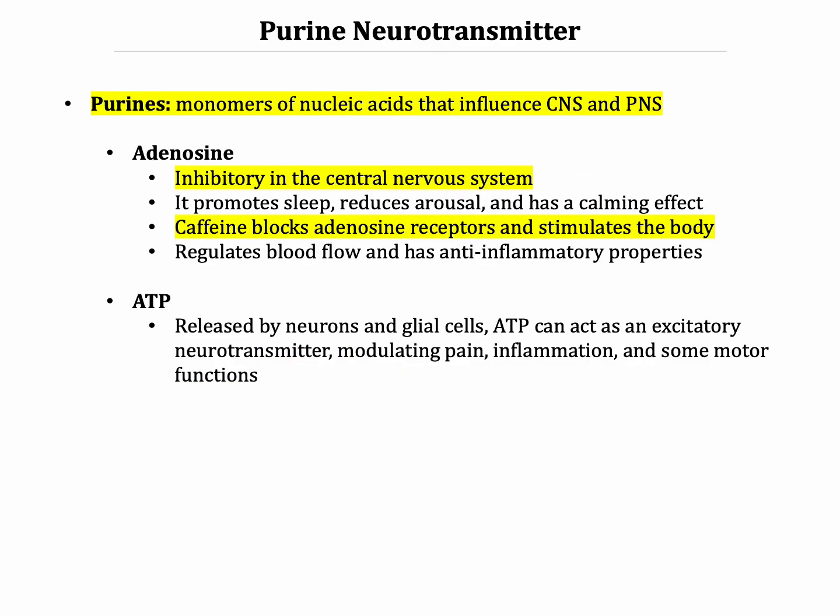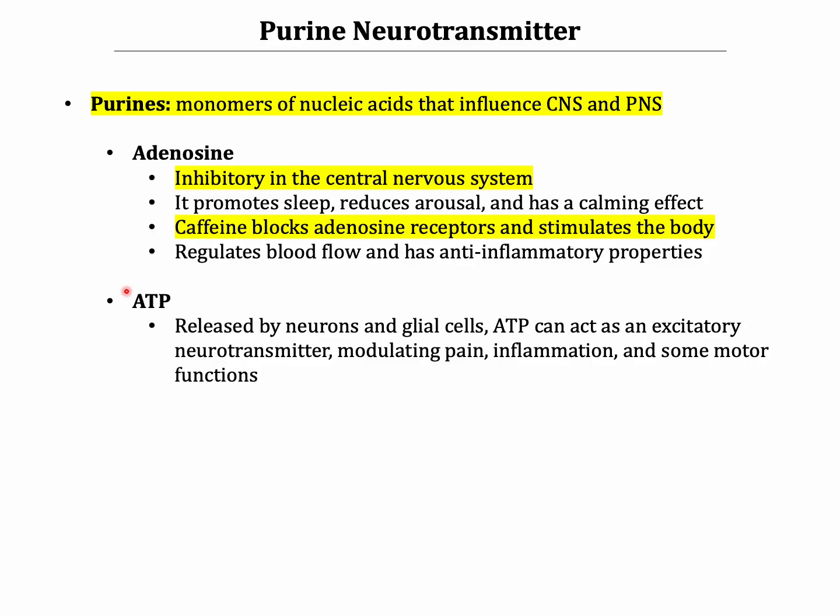Then our last page of neurotransmitters include the purines. So we have adenosine and ATP. Adenosine works to inhibit the CNS. It promotes sleep, reduces arousal, has a very calming effect on the body. And interestingly, caffeine is what blocks adenosine receptors, functioning as an inhibitor, and that's why caffeine has a stimulatory effect on the body. It prevents adenosine from binding.